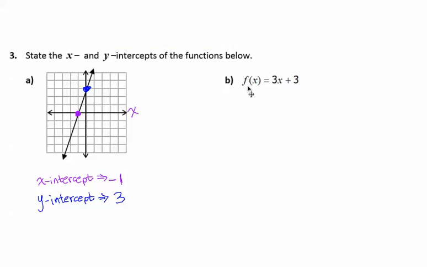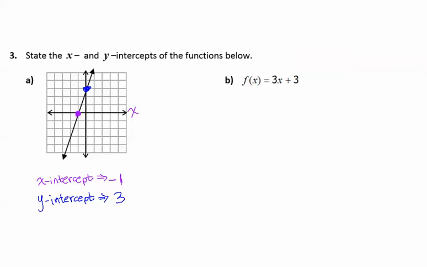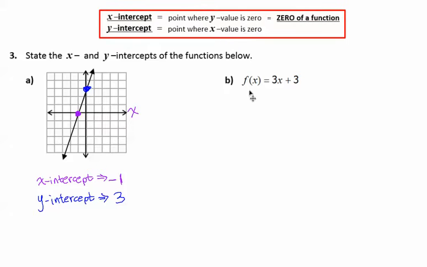Let's look at the next problem. f of x is equal to 3x plus 3, and we need to find the x and y intercepts. If you look at your notes, it reminds you that the x-intercept is the point where the y value is 0. So let's do the x-intercept first.